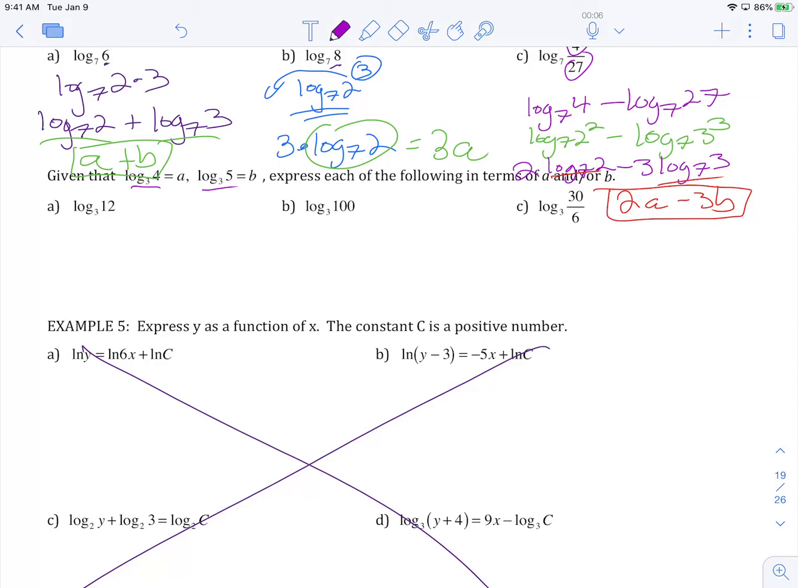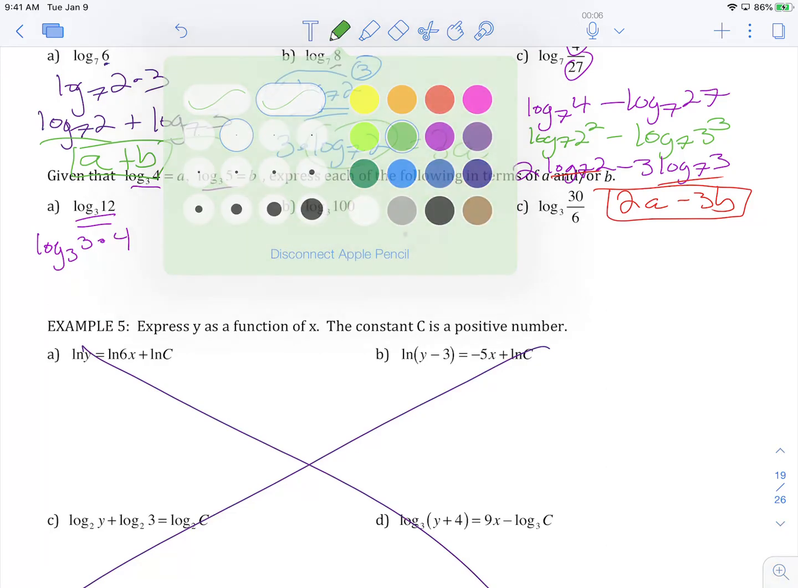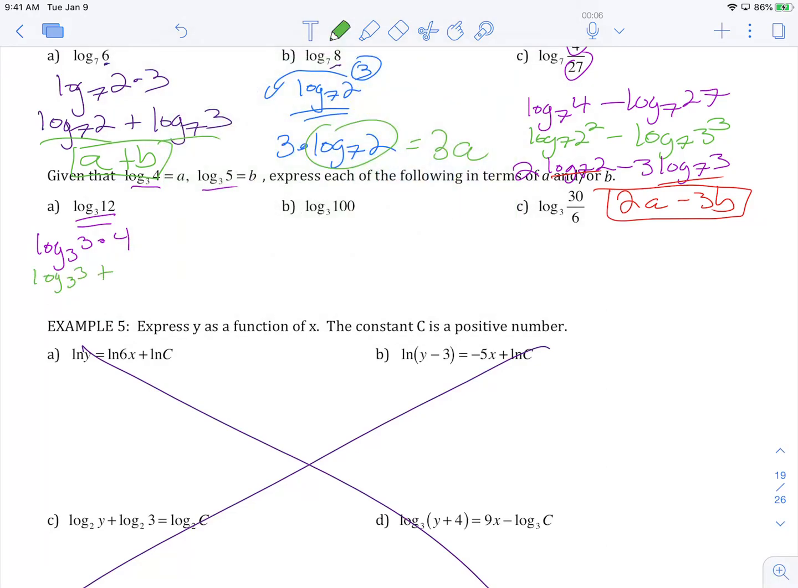So this one is kind of a little tricky here because you're like, well, 12 is not a power of 4. You're right, but we also have log 3, so check this out. If I write this as log base 3 of 3 times 4, and I rewrite this as log base 3 of 3 plus log base 3 of 4, now log base 3 of 3, that's just 1, and log base 3 of 4 is A. So 1 plus A.